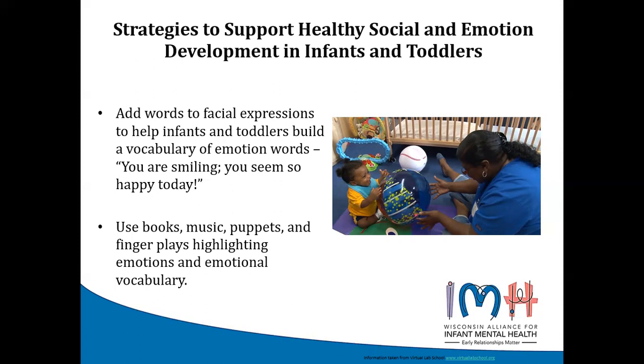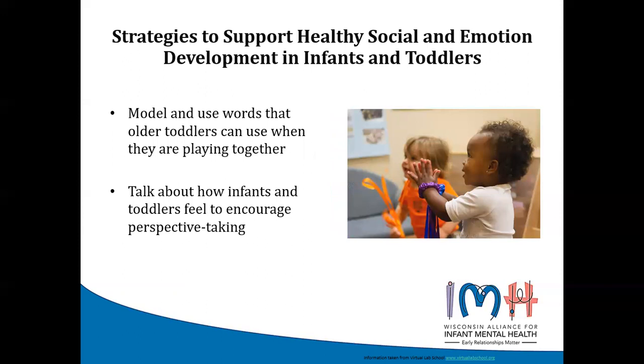And so you can also use books, music, and puppets and finger plays to support the children's emotions and their emotional vocabulary. So having pictures around, you can cut pictures out of magazines and point to the baby's facial expressions or the mom's facial expressions or the dad's facial expressions. You can create a little emotional picture book to extend children's vocabulary. You can also model and use words that older toddlers can use when they're playing. So you're kind of talking out what they're doing.